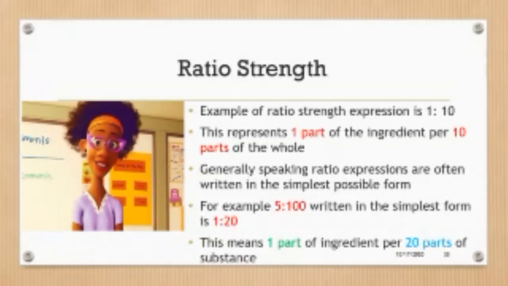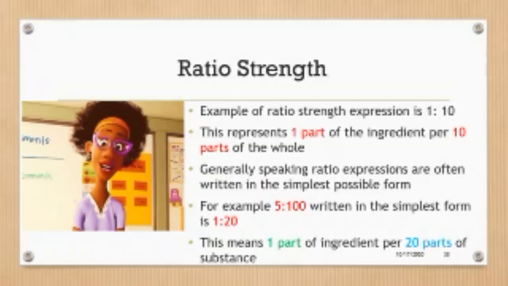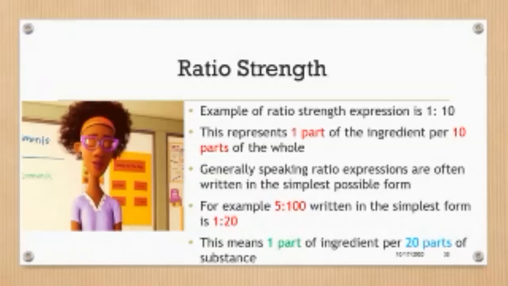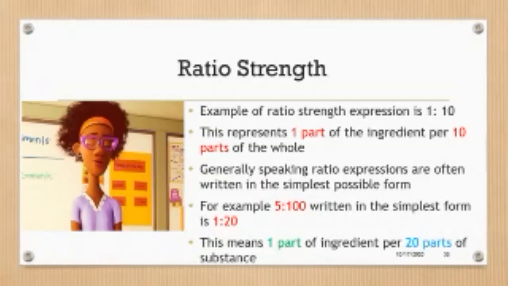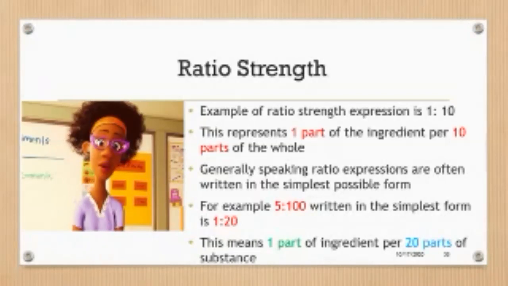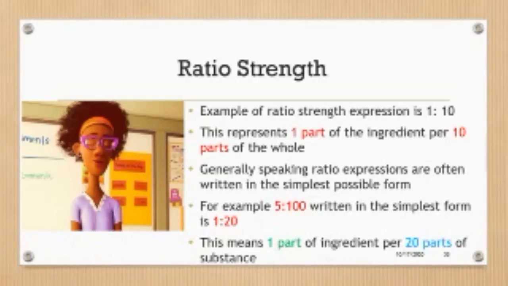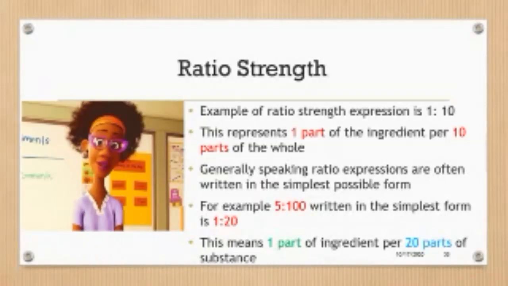Well, in order to express 5 to 100 in its simplest form, we have to divide the first number to be always 1. And in order to get 1 to be the first number before the colon, we'll have to divide that number by 5. Therefore, whatever you do to one side of the colon, you'll have to do to the other side of the colon. So of course, you'll have to divide 100 by 5. So that is how we get 1 in 20. And that is the simplest form of 5 to 100.